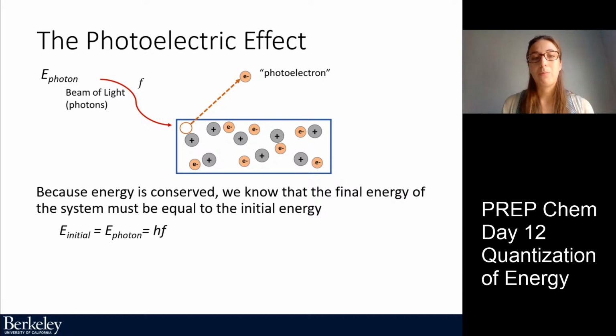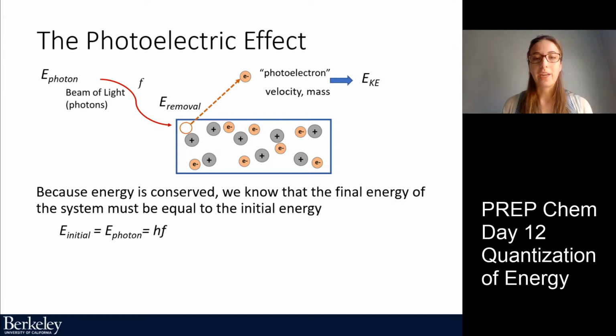And then we can also think about what the final energy would be. Like I described previously, after this beam of photons hits the metal, two things happen. We have the electron being removed from the metal, and then we also have the photoelectron flying away. This photoelectron that has been ejected has some characteristic velocity and mass. Because this particle is now moving and has a velocity and mass, we can write a kinetic energy term for this photoelectron.